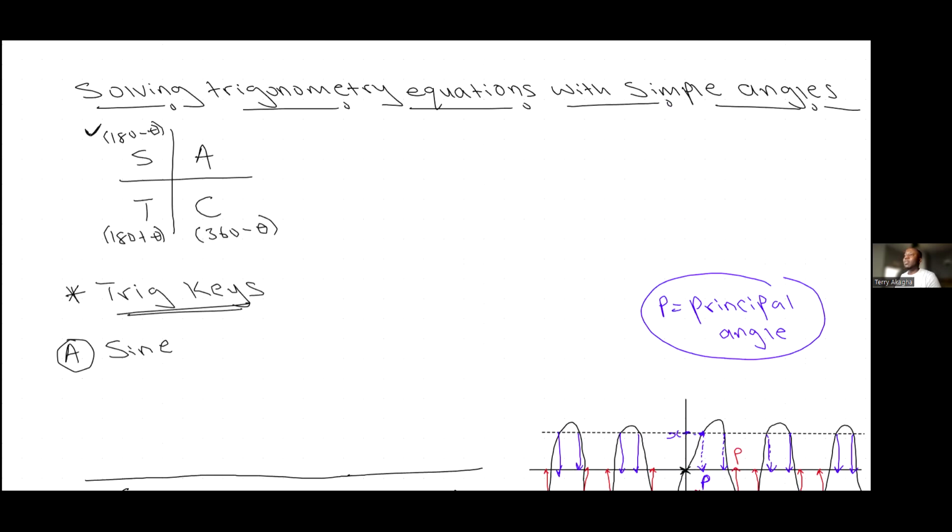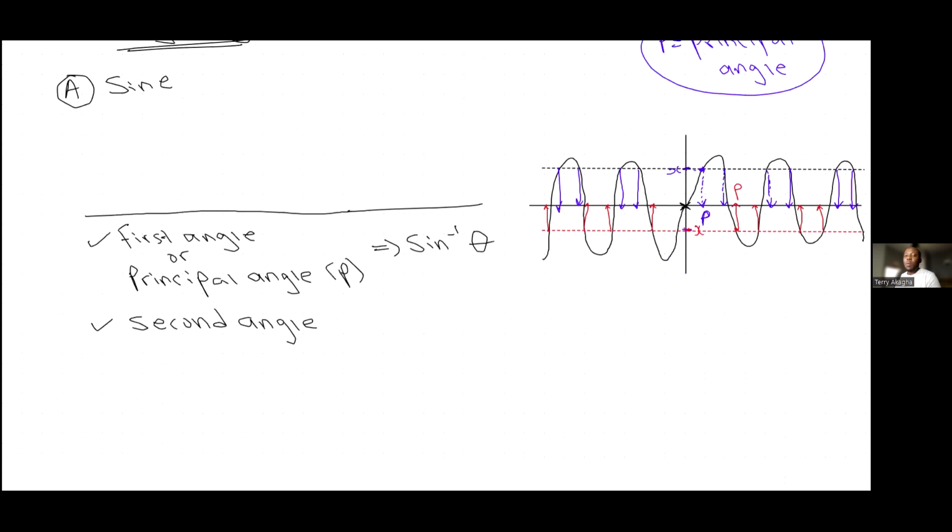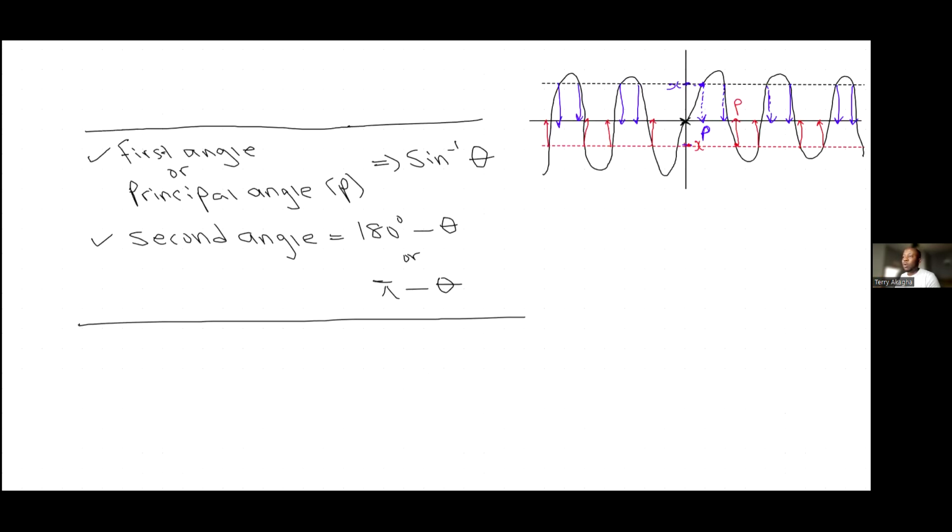So sine is 180 minus theta. To get the second angle, if you're working in degrees, it's going to be 180 degrees minus theta. Or if you're working in radians, it's going to be pi minus theta. And this is how you get the first and second angle. The most important thing is to get the first and second angle. The other ones are very easy to get. Now when you've gotten the first angle and the second angle, you're getting all the possible solutions in the positive x direction.